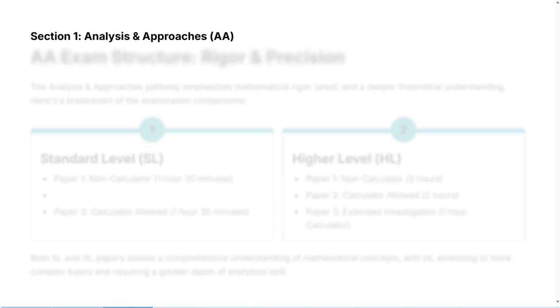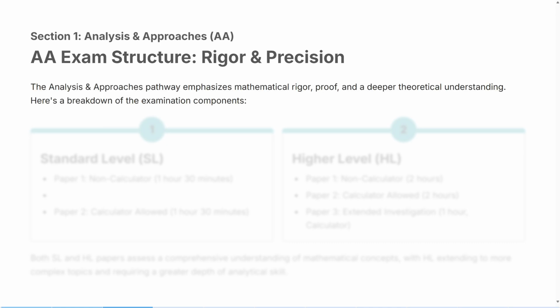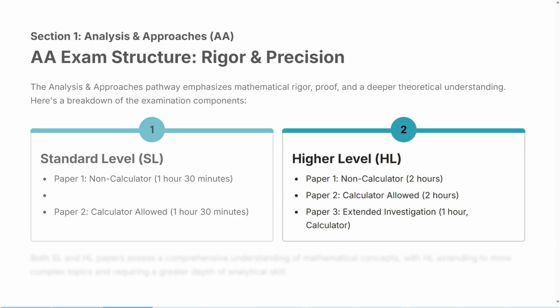Let's start with analysis and approaches, also known as AA. This pathway emphasizes rigor, proofs, and the deep theoretical understanding of math. At standard level, you'll take two papers, paper 1 without a calculator and paper 2 with a calculator, each lasting 90 minutes. At higher level, there are three papers: paper 1 without a calculator for 2 hours, paper 2 with a calculator for 2 hours, and paper 3, a 1 hour extended investigation with calculator use.